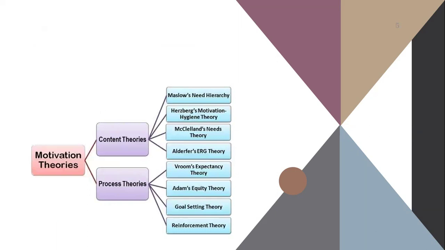So this is the flow sheet, which shows the different types of motivation theories. This includes content theories and process theories. The content theories include Maslow's hierarchy of needs and Herzberg's motivation theory. Process theories include Vroom's expectancy theory, Adams' equity theory, goal setting theory, and reinforcement theory.